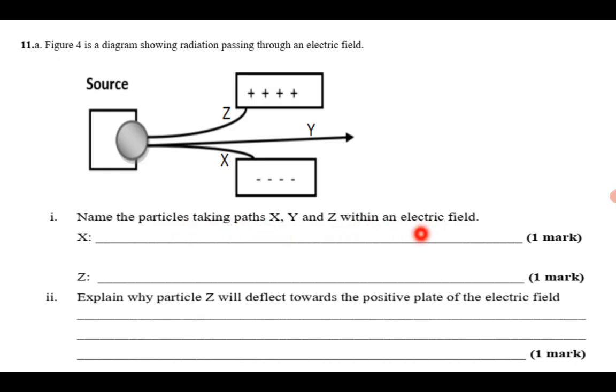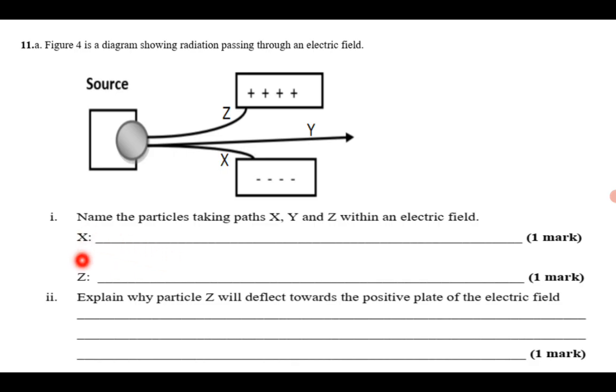Within an electric field. So in this case, you can figure out X must be alpha radiation. Alpha is deflected towards the negative plate. That means X is alpha, and Z must be beta, and Y must be gamma. Of course, gamma is not a particle, it's just radiation. So the question could have been polished up to say name the radiations rather than particles, because not all radiations are particulate in nature.